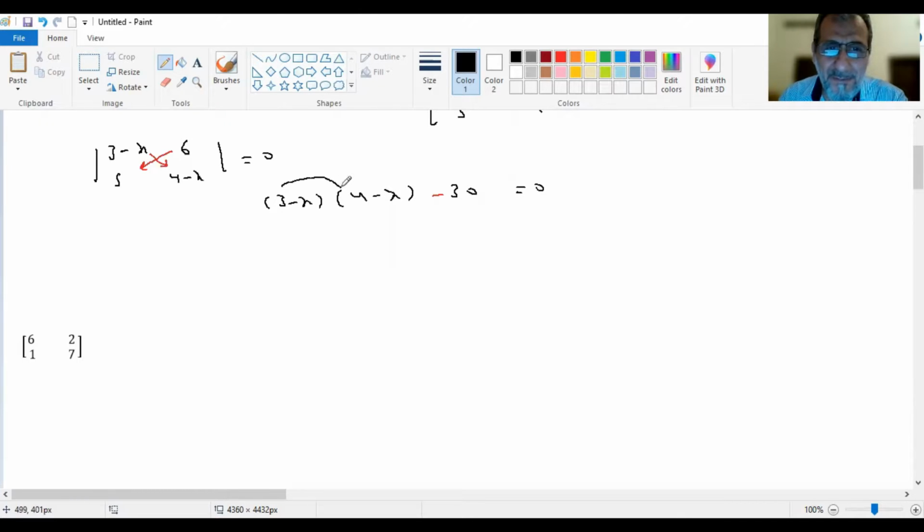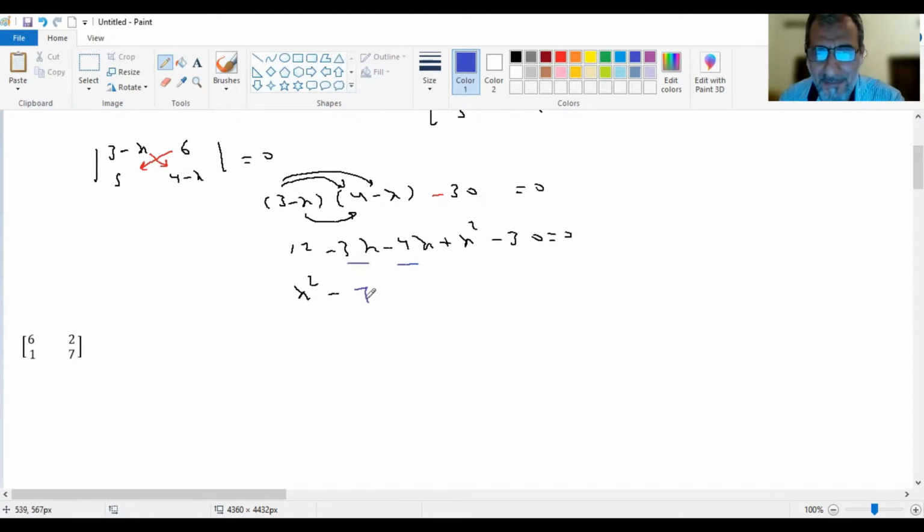Now 3 times 4 is 12. 3 times lambda, negative 3 lambda. Lambda times 4, negative 4 lambda. Lambda times lambda is lambda squared. Minus 30 equal to 0. So first lambda squared, minus 3 lambda and 4 lambda, that is minus 7 lambda. And 12 minus 30 is minus 18. So lambda squared minus 7 lambda minus 18 equals 0.